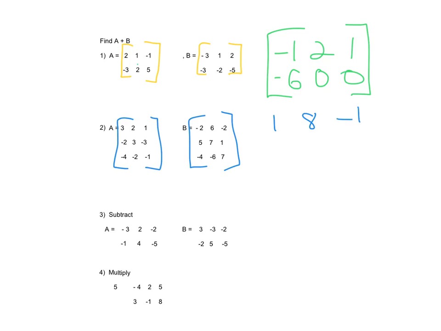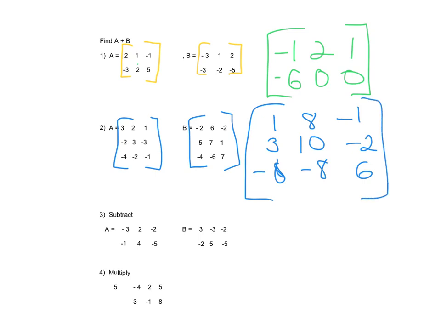Okay, second row. Negative 2 and 5 is 3. 3 and 7 is 10. Negative 3 and 1 is negative 2. Third row, negative 4 and negative 4 is negative 8. Negative 2 and negative 6 is negative 8. Negative 1 and 7 is 6. They were trying to trick me into saying those are all the same. And that would be how I would do those.